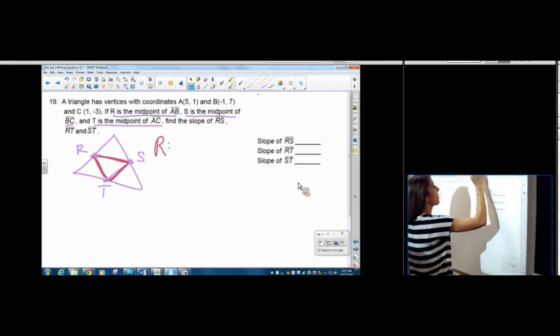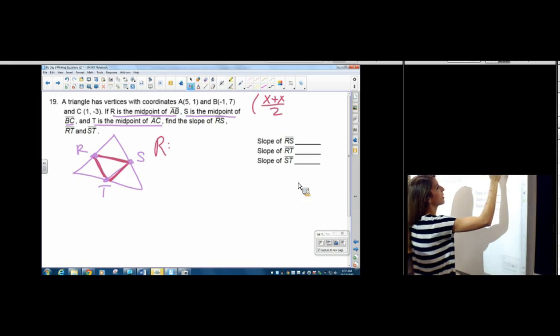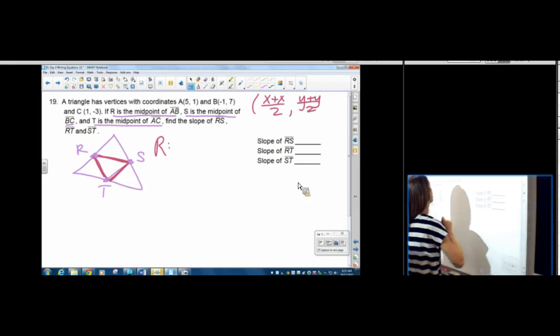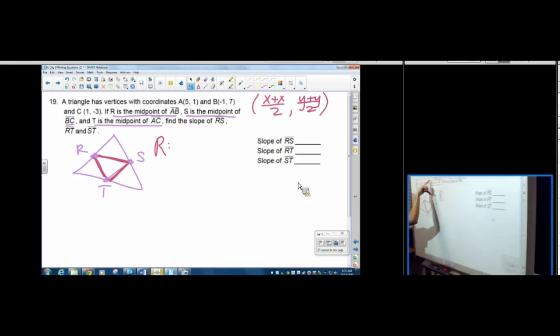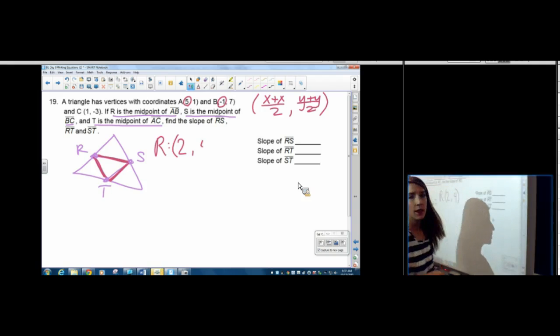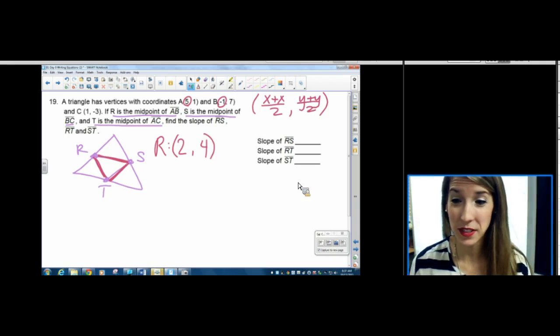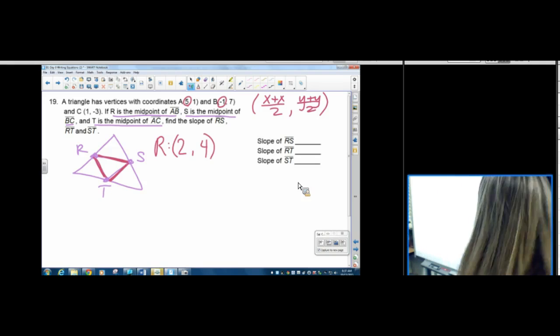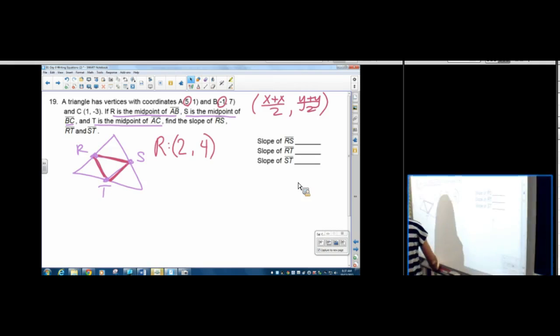Midpoint formula, if you remember, add your x's and divide by 2. Add your y's and divide by 2. So for AB, add my x's and divide by 2. 5 minus 1 is 4, divided by 2 is 2. 1 plus 7 is 8, divided by 2 is 4. I'm doing these in my head, so promise you'll tell me if I write anything down wrong. Okay, next one.